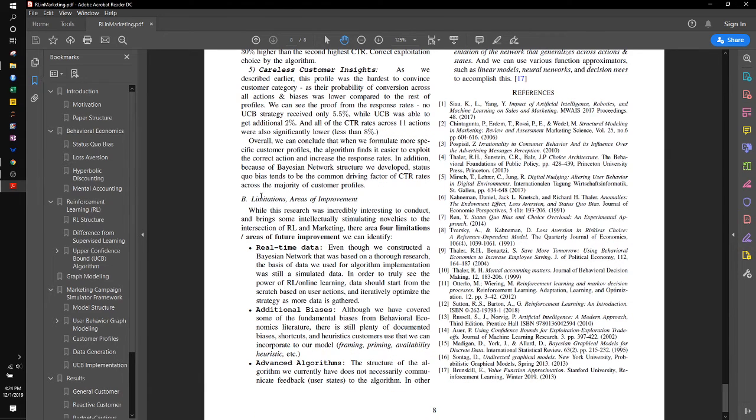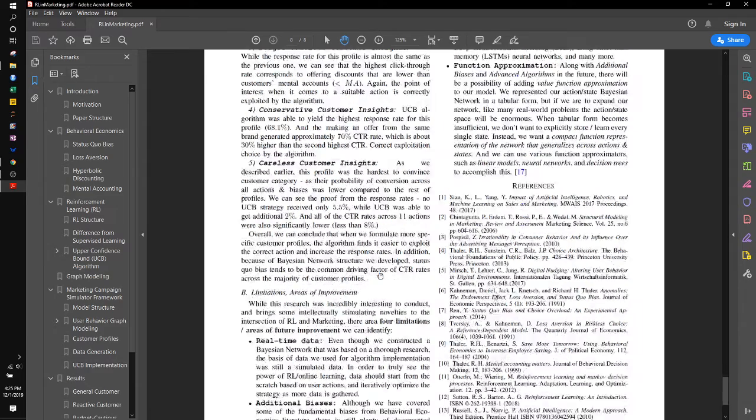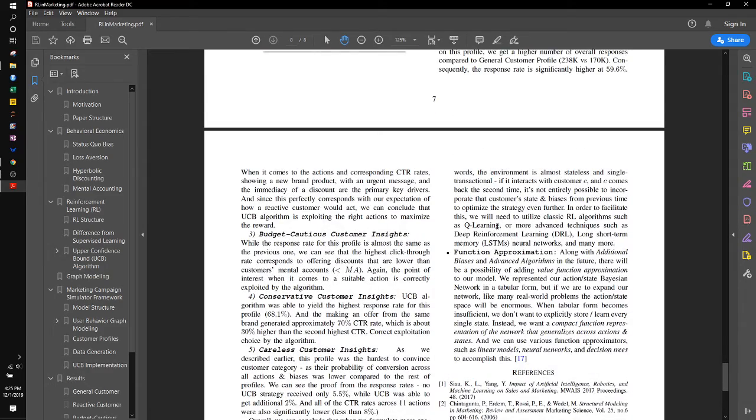And then finally, limitations and areas of improvement. First, we need real-time data to really improve this, because this is still simulated data. We have to include additional biases. We covered some of the fundamental ones, but there are still plenty of documented ones to follow. We have to use more advanced algorithms, like classic ones such as Q-learning, or more advanced techniques like deep reinforcement learning or LSTMs, because currently our model is stateless, meaning it is one transactional. If the same customer comes back again with the same biases, the strategy will be reset to new and will be followed again, instead of actually customizing or being more proactive with that same customer.